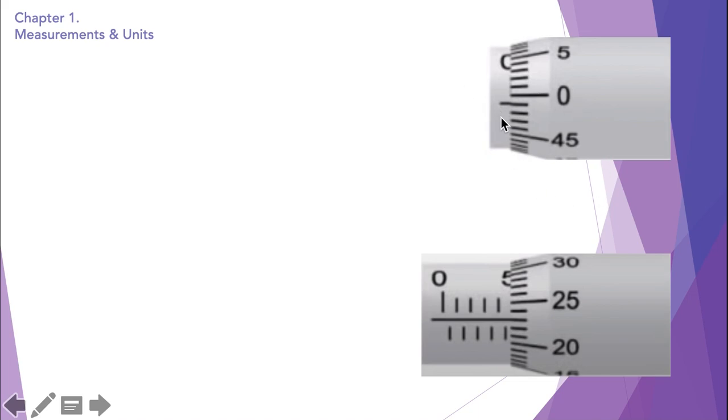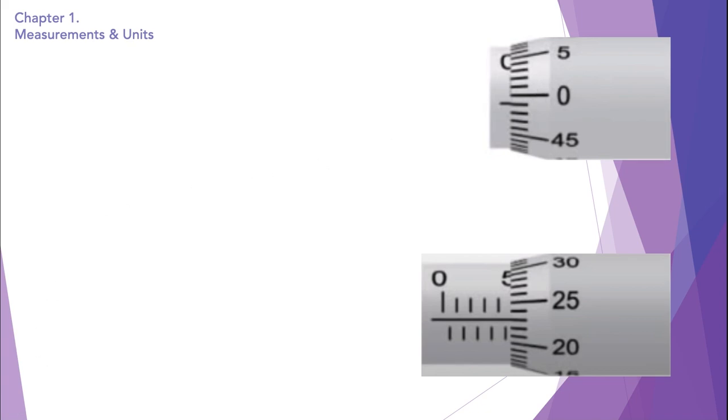So this is the zero error and this is the reading of this micrometer screw gauge. Now first of all, we're going to understand whether this micrometer screw gauge has a zero error or not. Of course it has zero error because the lines are not aligned together. And what is the zero error? Is it a negative zero error or a positive zero error? Yes, it is a negative zero error because the 0 on the fractional scale is above the main scale 0. So it's not below, but it's going above.